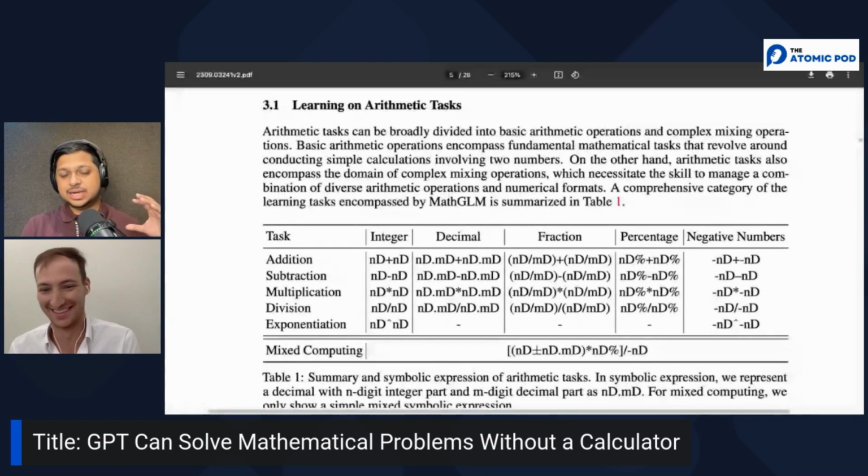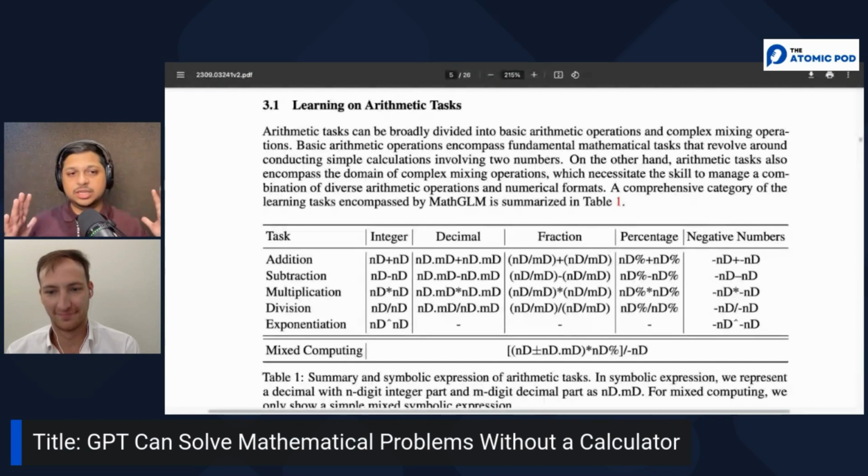If you think about it, see how these things work: they have built specific tokens for integers, decimals, fractions, percentages, and negative numbers. What these guys have done is that any complex mathematical operation is always divided into a few sets of sub-operations like addition, subtraction, multiplication, division, and exponents.